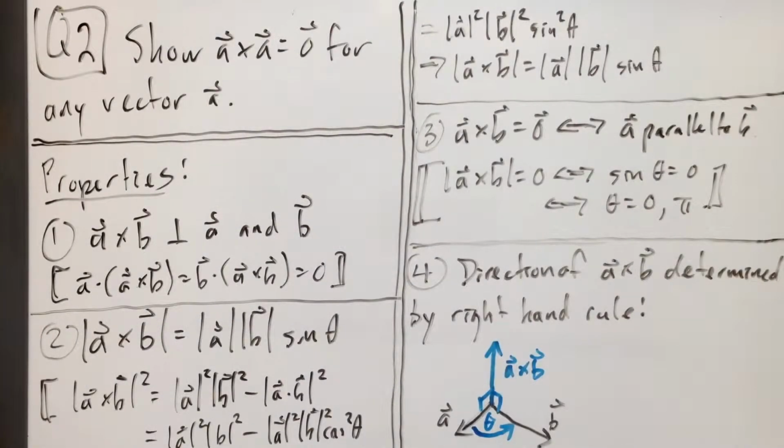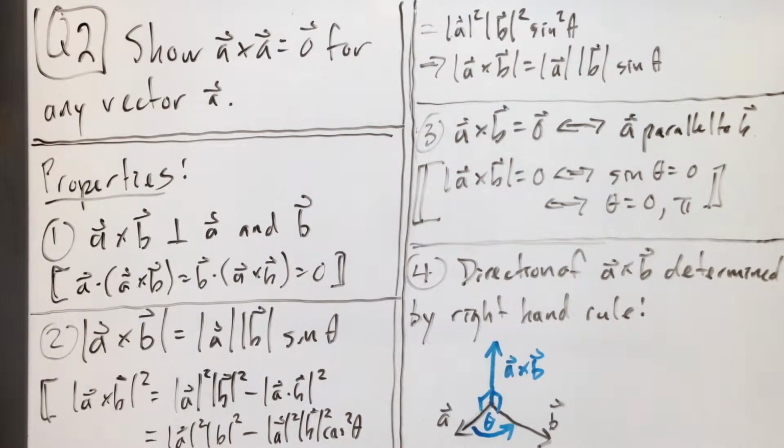So question 2 is this. I'd like you to show that A cross A is equal to the 0 vector for any vector A. Just show that from the definition of the cross product in terms of a 3x3 determinant, or from the original definition, whatever. Anyways, it's not too hard to do.